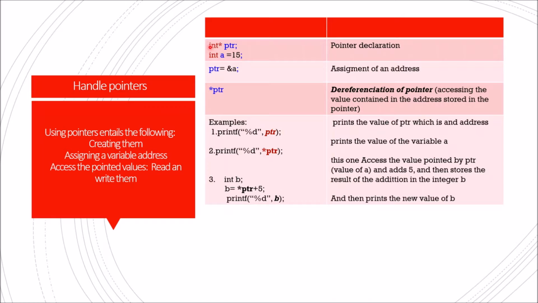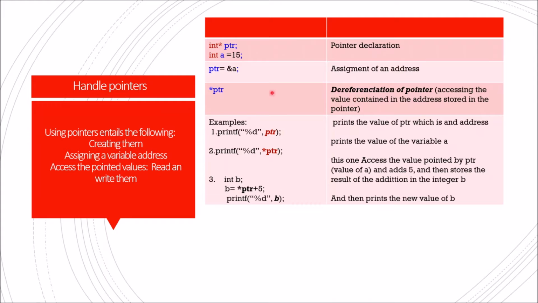So now you know the syntax: the type of data that we are going to point to, then the asterisk, then the name of your pointer. Then to assign some value to your pointer, you have to use the address operator before the variable whose address you want to assign to this pointer.